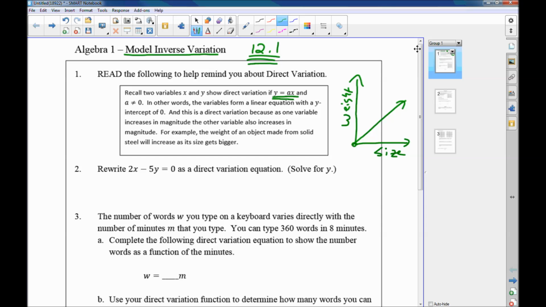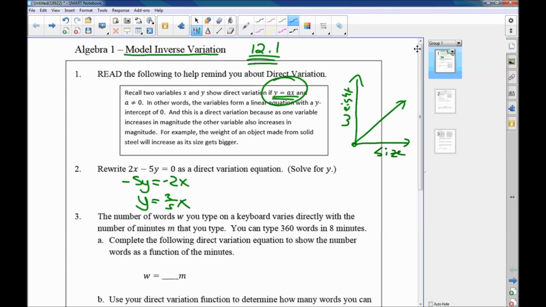All right, number 2, rewrite 2x minus 5y equals 0 as a direct variation equation. That means I need to make it in this form, so that just means solve for y. So negative 5y equals negative 2x. Divide both sides by negative 5, and we get 2/5 x.